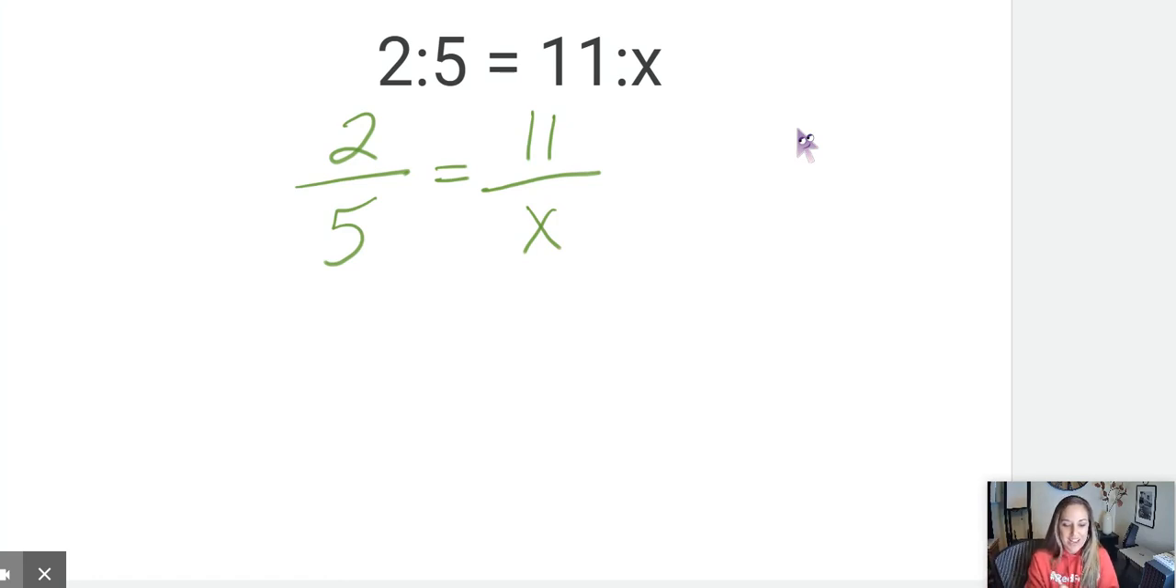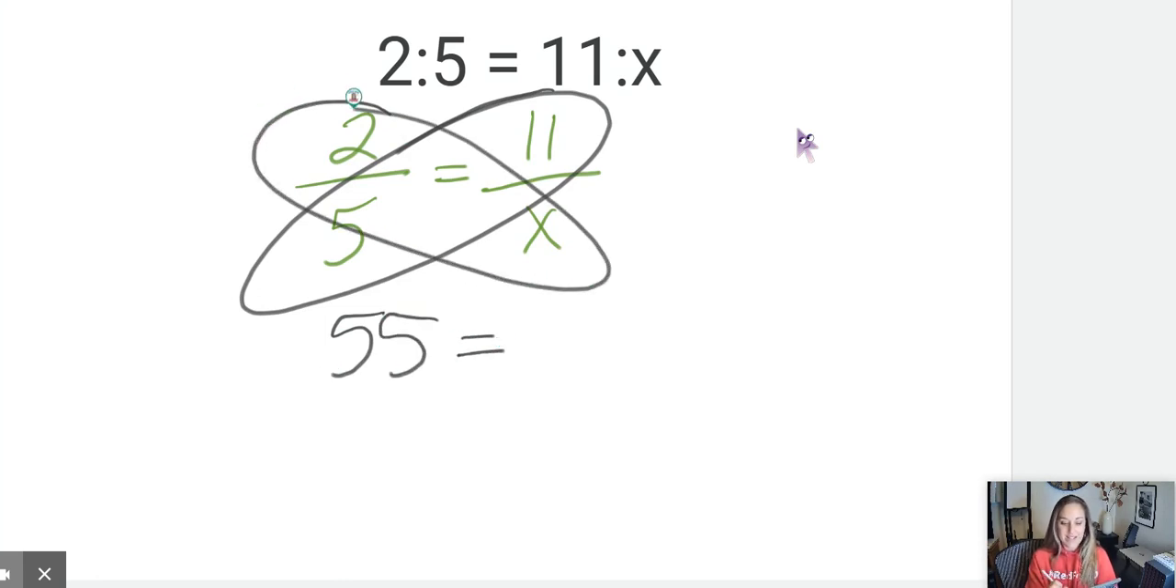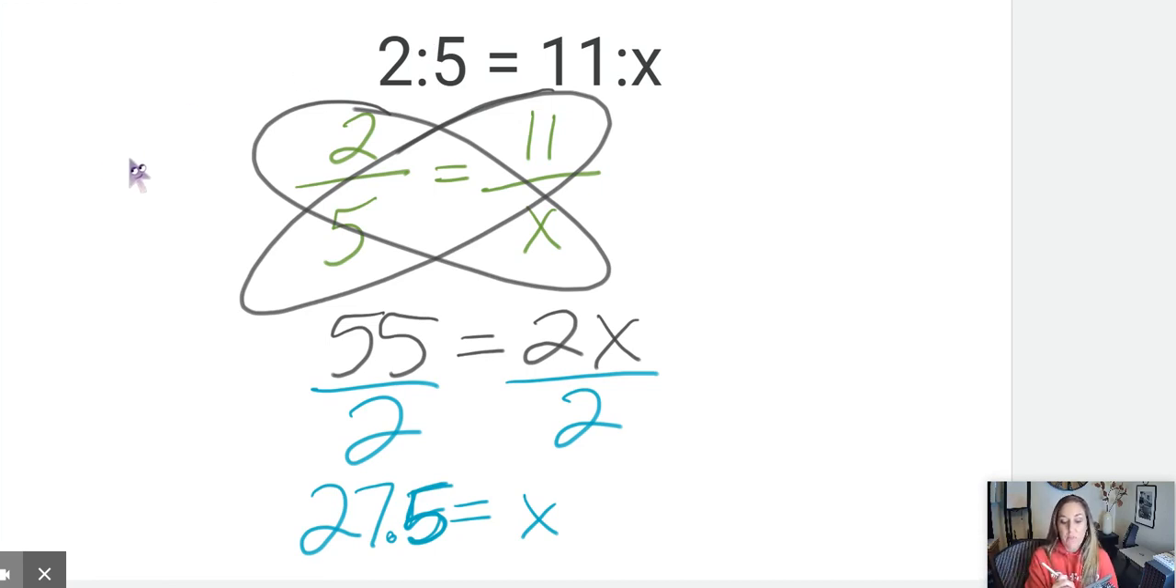You can do cross multiplication. 5 times 11 is 55. 2 times x is 2x. And now we just solve the equation. They're multiplying by 2. Therefore, I am going to divide by 2. And x equals 27.5. All right, 27.5. That's an ugly 5, but it still works. And if you could figure that out in the beginning, 2 times 5.5 would give you 11, and then you would do 5 times 5.5, and that would give you the 27.5.